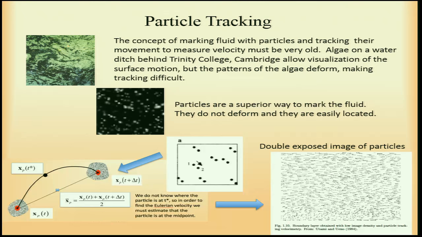Good. Okay, so this little diagram up front is a picture I took many years ago of some pond scum behind Trinity College in Cambridge. And it occurred to me then that certainly someone as bright as Newton would have looked at that and said, hey, I can see the fluid motion using those algae clumps as markers. And in fact, you can see the Lagrangian pattern of the motion here. It wouldn't surprise me if some nerdy caveman didn't do the same thing. It's such an obvious thing to do.